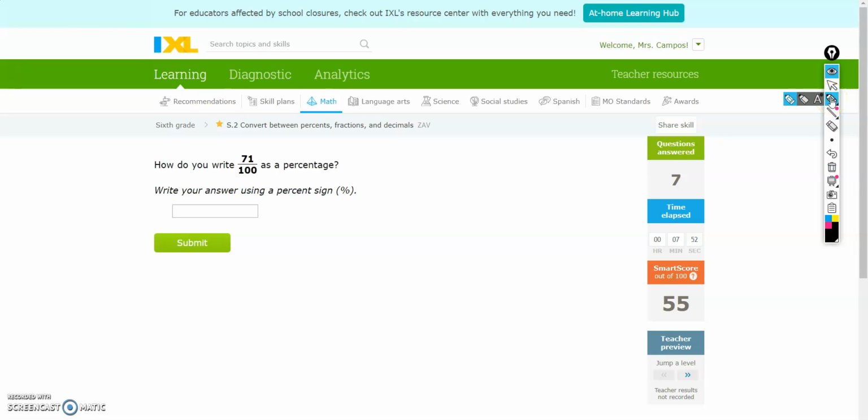71 hundredths as a percentage. Well, 71 over 100 is 71% because it's already over 100.